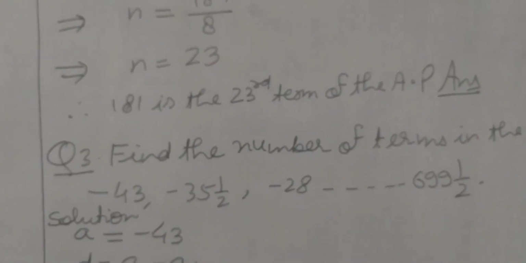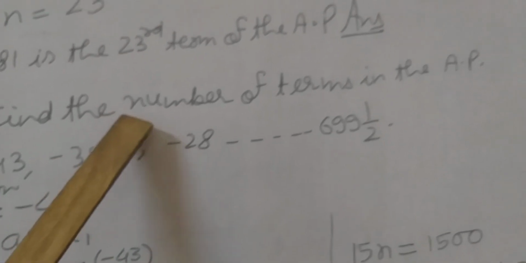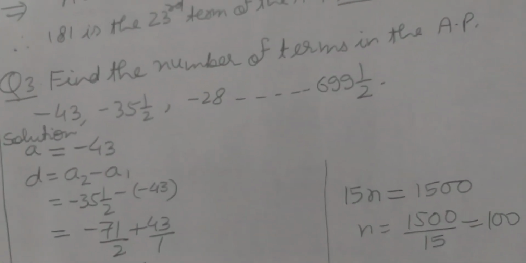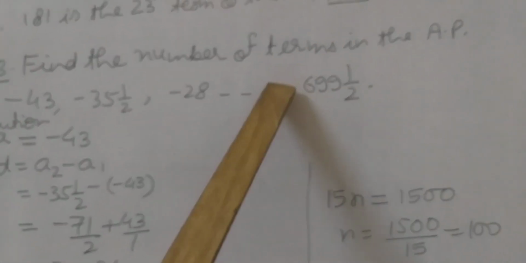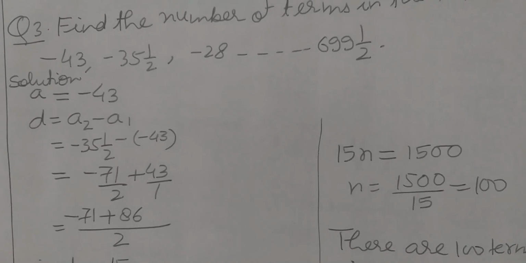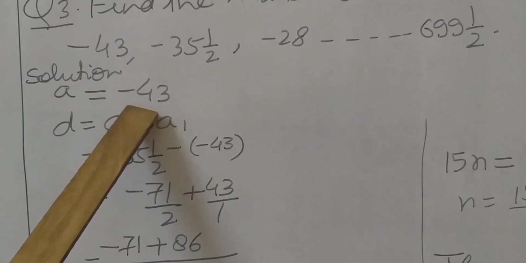Okay, students, now let us solve one more question. Find the number of terms in the AP. You can see here a full stop is given. It means this is the last term of the AP, or we can say the nth term. So A is minus 43.